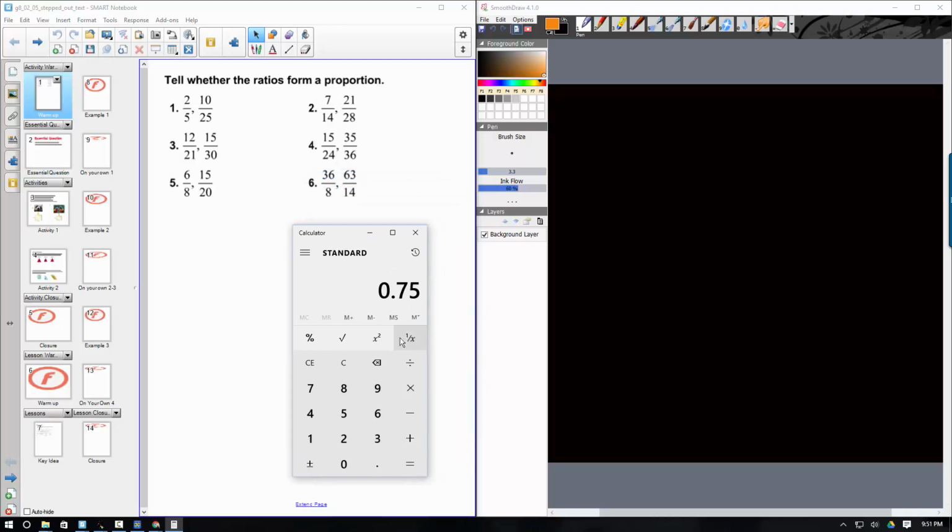But again, it doesn't matter what I do. I can also divide the bottom by the top. So for this one, I'll take 21, the bottom, denominator, divided by 12. I get 1.75. And then I'll do the same thing with this one. I can take 30 divided by 15, and I get 2. So these are not the same either. So it doesn't matter what order you do as long as you apply the same rule.